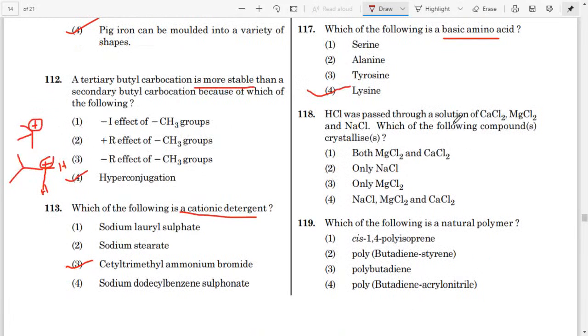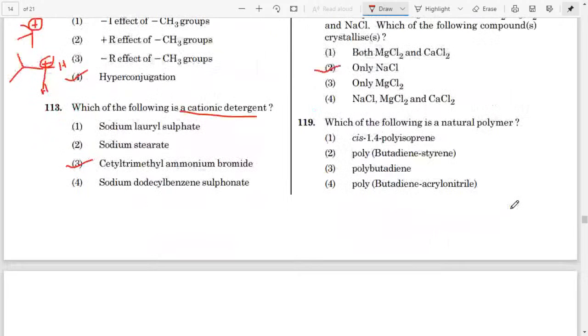Hydrochloric acid was passed through a solution of calcium chloride, magnesium chloride and sodium chloride. Which of the following compounds crystallizes or crystallize? Only sodium chloride will be crystallized. Yes. So next, question number 119.